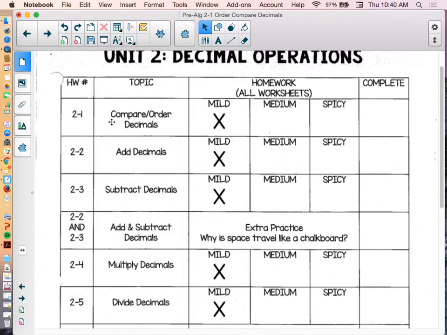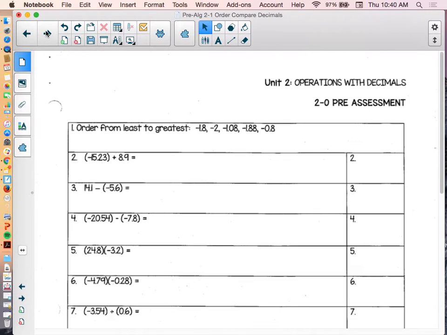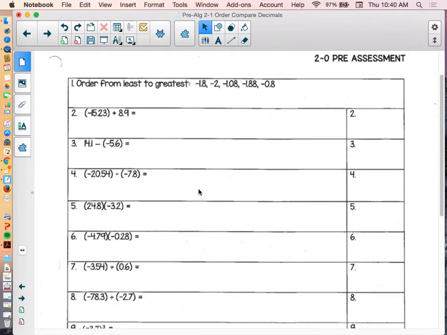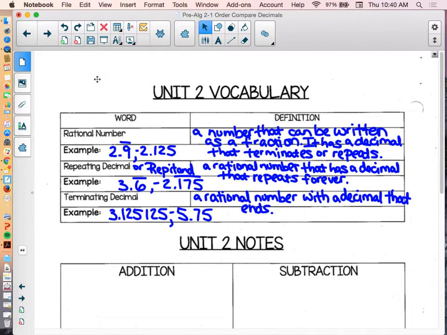And notice we're starting with comparing and ordering decimals, which is much like what we did with integers in the last unit. This first pre-assessment you should have completed, and I will have an answer key in class for you to check your answers. You should use that to determine which homework you're going to do.